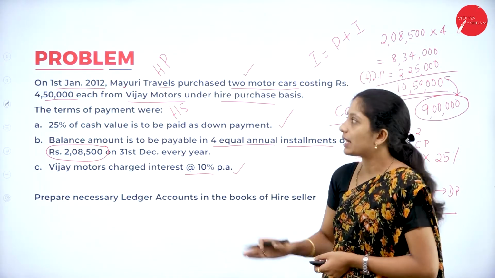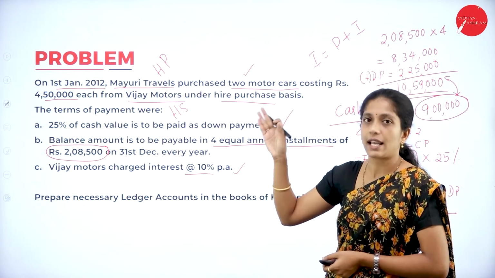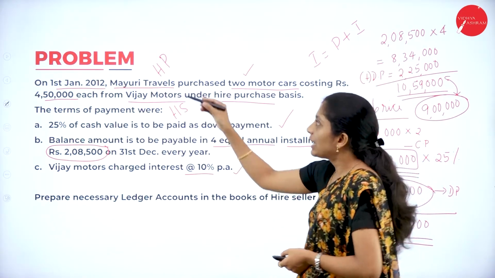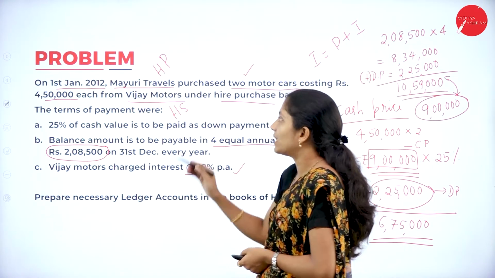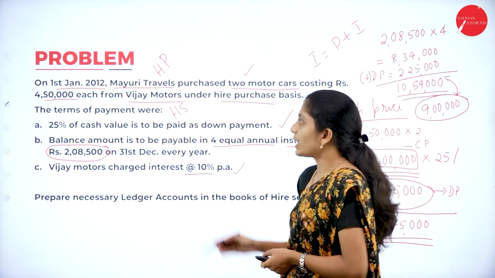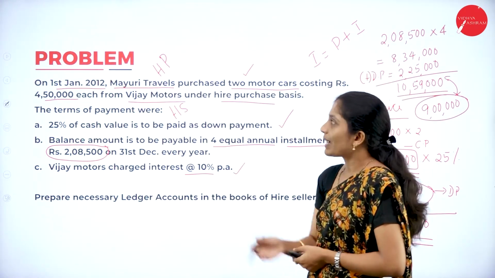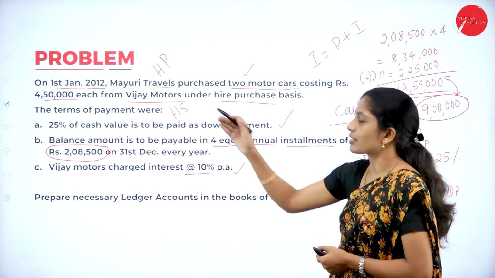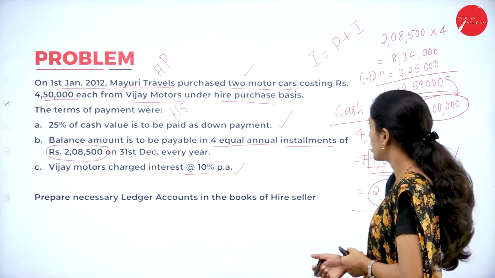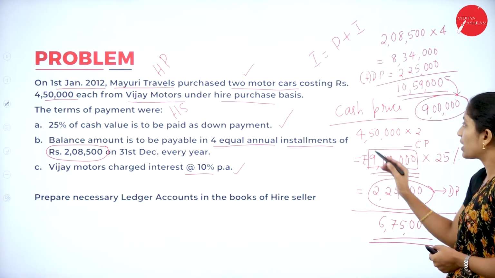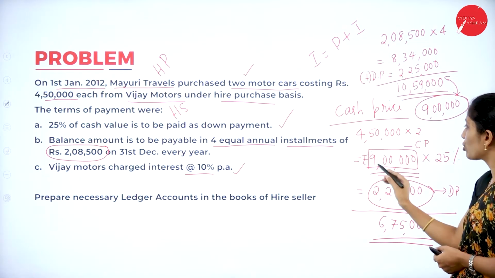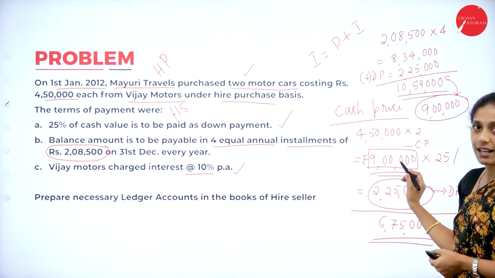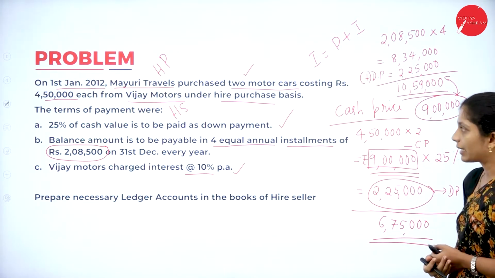Now what they have given here, there are two parties, that is hire purchaser as well as hire seller. Here the hire purchaser is Mayuri Travels and the hire seller is Vijay Motors. And this Mayuri Travels, the hire purchaser, has purchased 2 motor cars costing 4,50,000 each. So what is the total cash price of the cars? 4,50,000 into 2, so we will get 9 lakh. That is the total cash price of the cars.